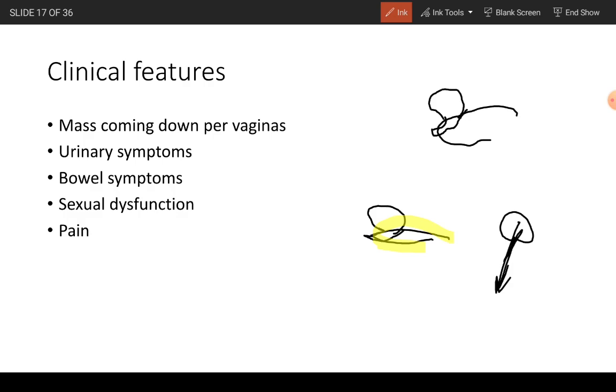Straining to defecate, urgency to defecate. And sexual dysfunction, dyspareunia, pain, pelvic pain, low back pain, because the ligaments are affected. So you will get pain, backache, pelvic pain, or pain in the vagina, bladder, rectum.